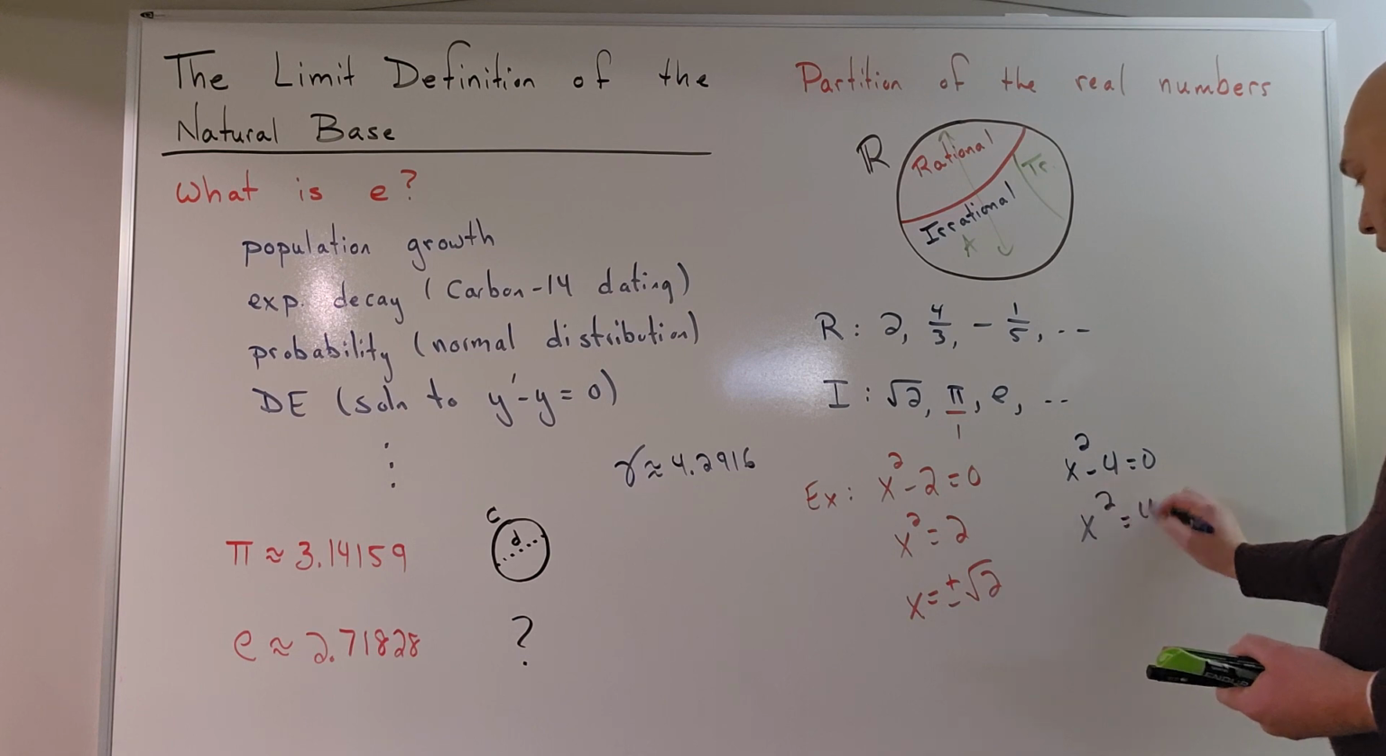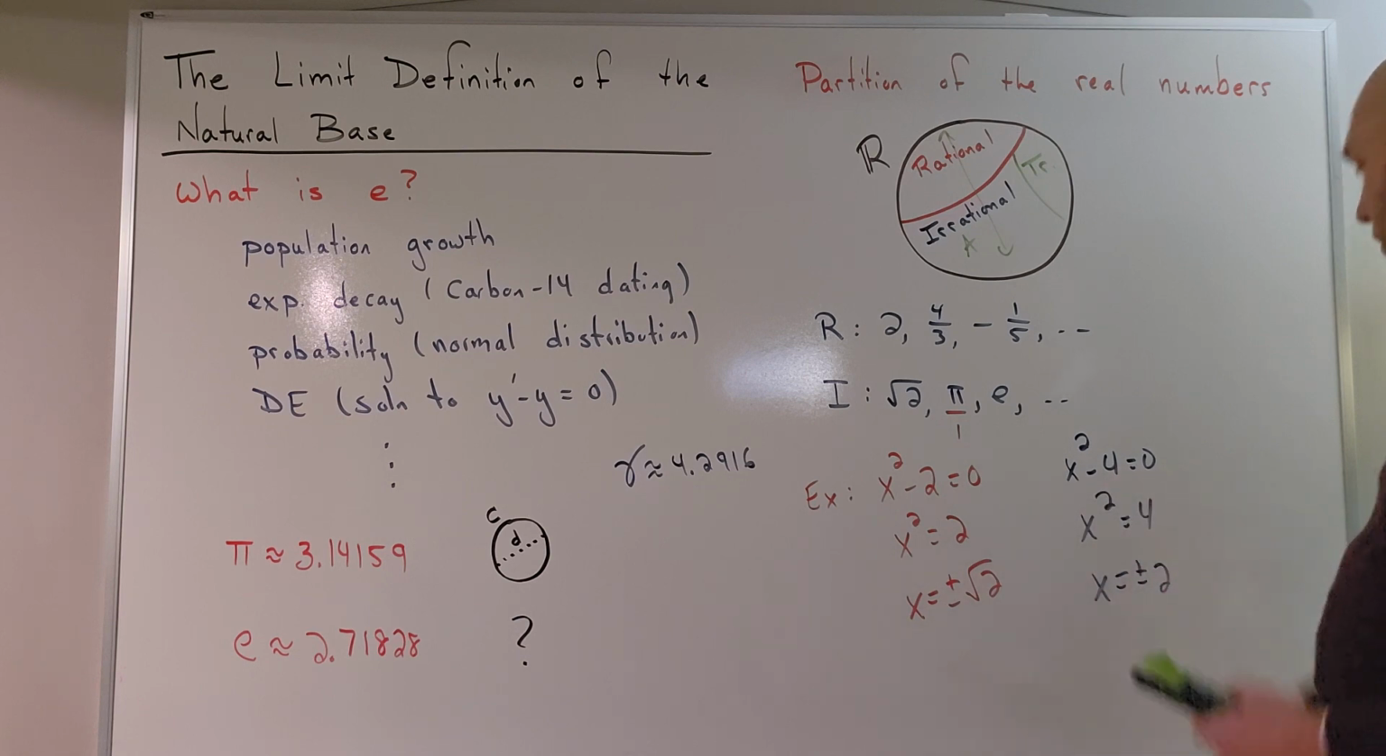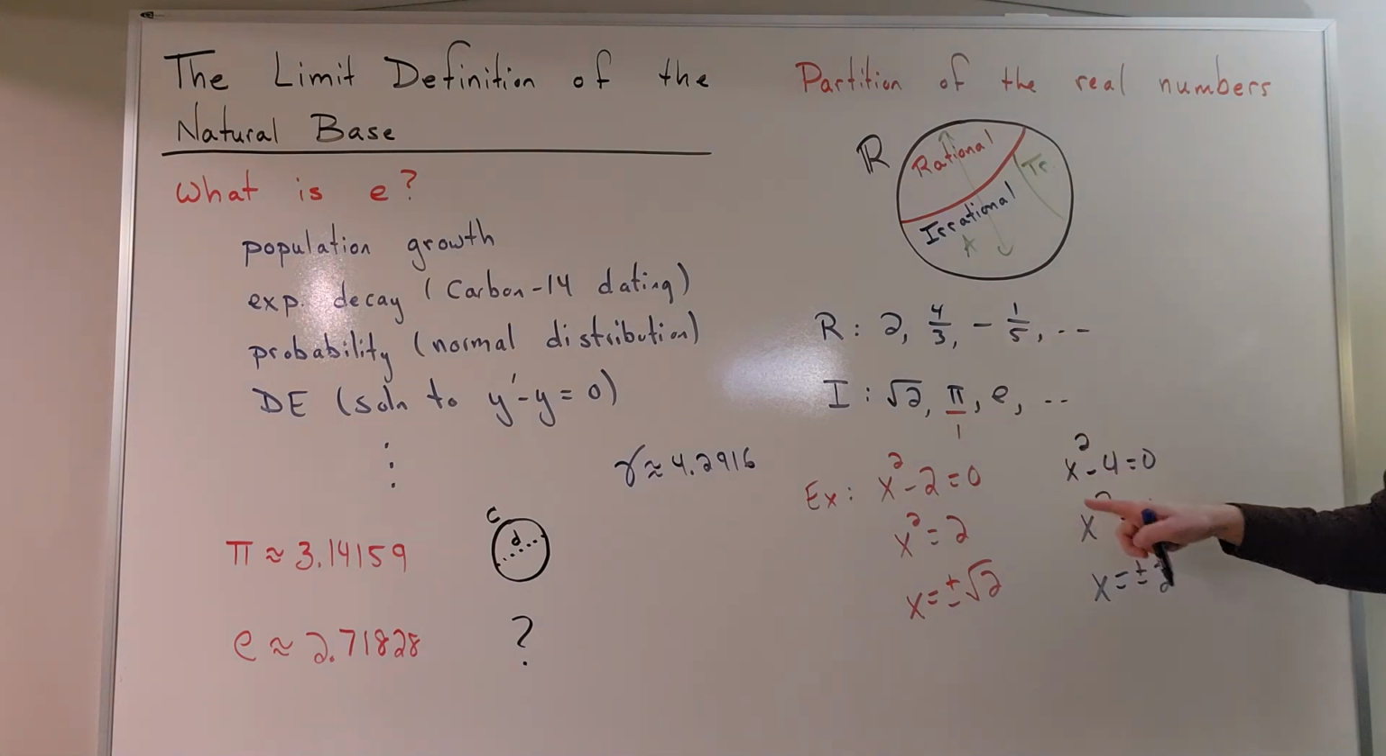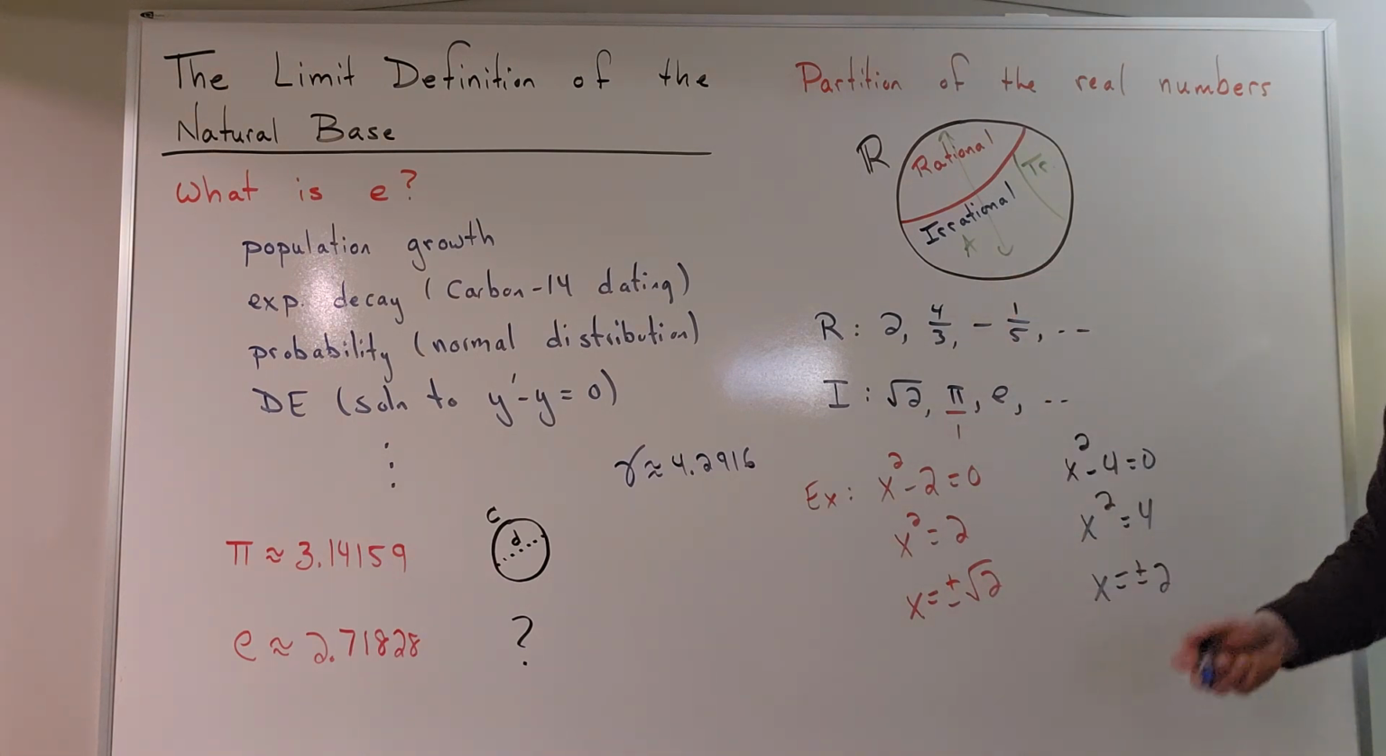That'd give you x squared is 4, so x would be plus or minus 2. Similarly for any other rational number. Every rational number is algebraic, but some irrational numbers are algebraic as well.